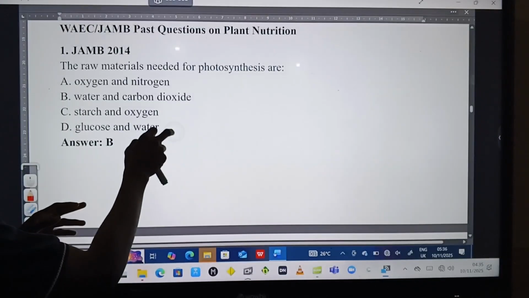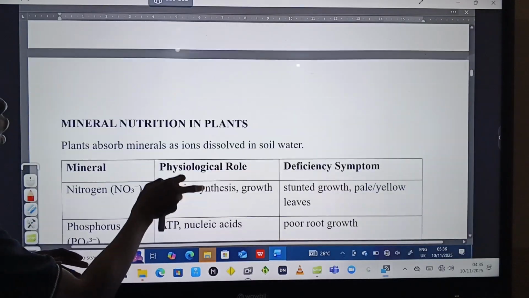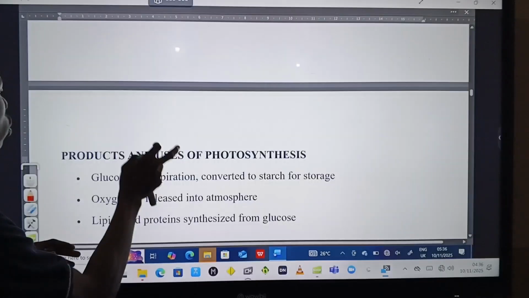Let's look at some past questions. JAMB 20, this ant is controlling the board more than I'm controlling it.